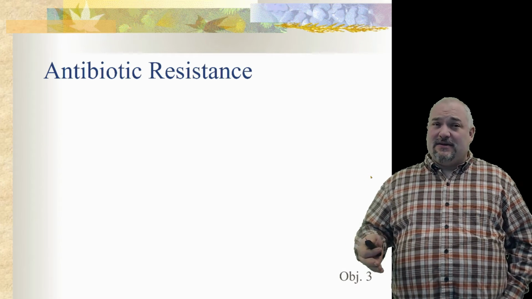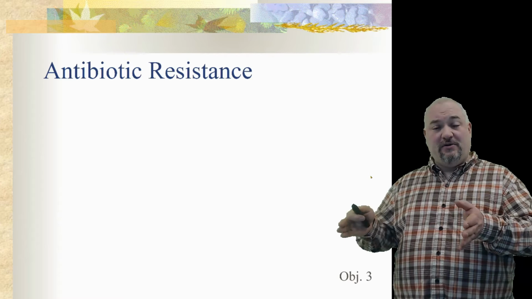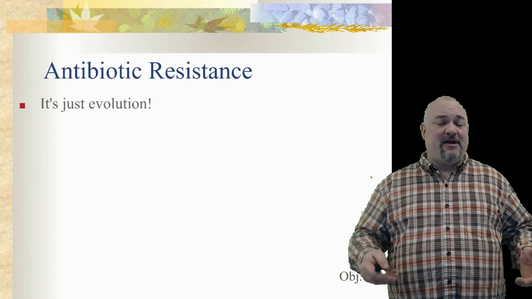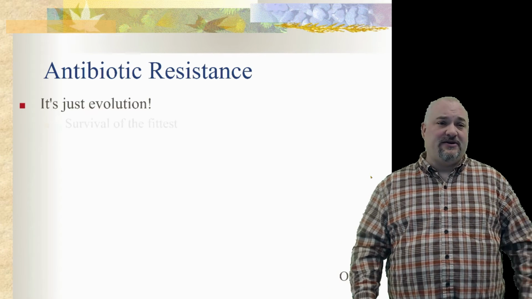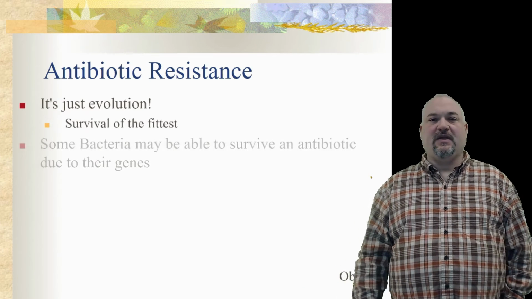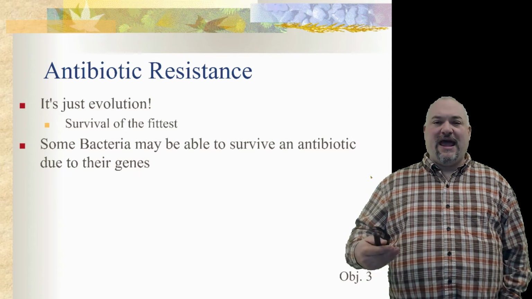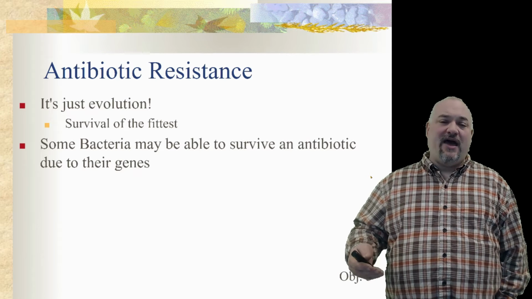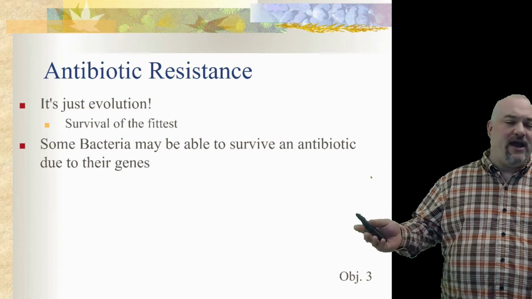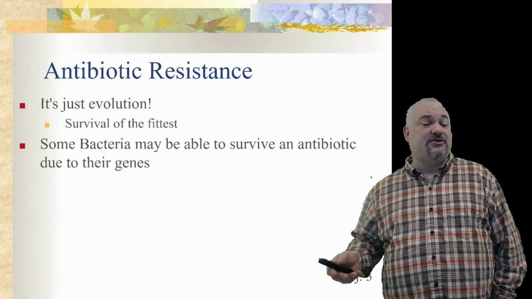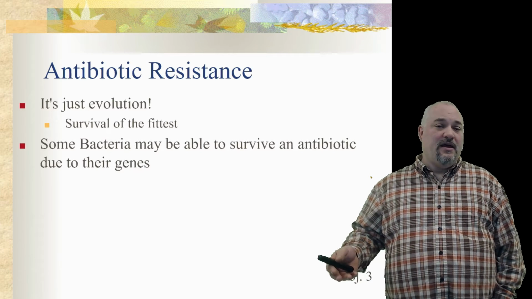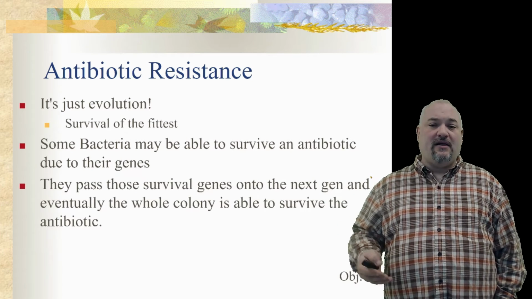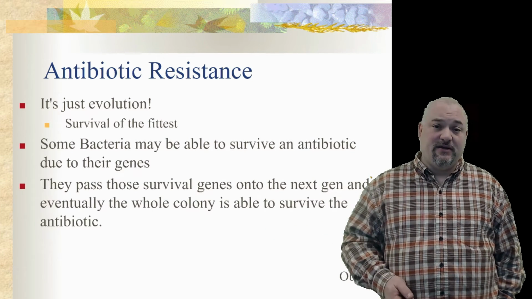Antibiotic resistance kind of combines what we were talking about with genetics and evolution with bacteria and the immune system here. So let's see that. Antibiotic resistance, it's just evolution, guys. It's just evolution of bacteria, is all it is. It's survival of the fittest. Some bacteria may be able to survive an antibiotic due to their genes. So, just random chance, random luck, they have a slight difference in their cell membrane or their cell wall or something else that allows them to survive an antibiotic. Okay. Then they pass those survival genes on to the next generation, and eventually the whole colony is able to survive the antibiotic, potentially, right?